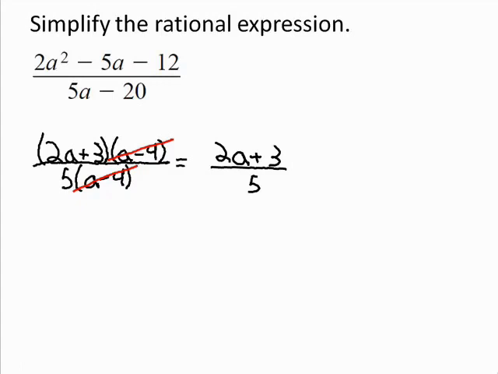This expression has to have the same domain as the original expression. In the original expression, there is an a minus 4 in the denominator, so a minus 4 cannot be equal to 0. Add 4 to each side. a cannot be equal to 4. The simplified expression is 2a plus 3 divided by 5, where a is not equal to 4.